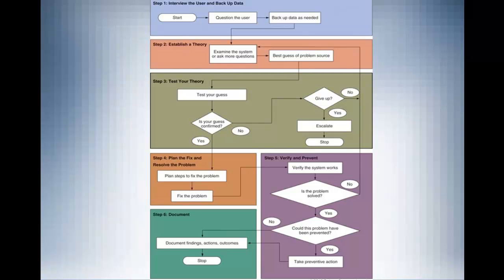Now we'll take a look at step 2, which is examining the system and making your best guess. Essentially establishing a working theory. Now there's a couple rules in this step as well. Number 1 rule here, this is actual troubleshooting rule number 5, is to make no assumptions.